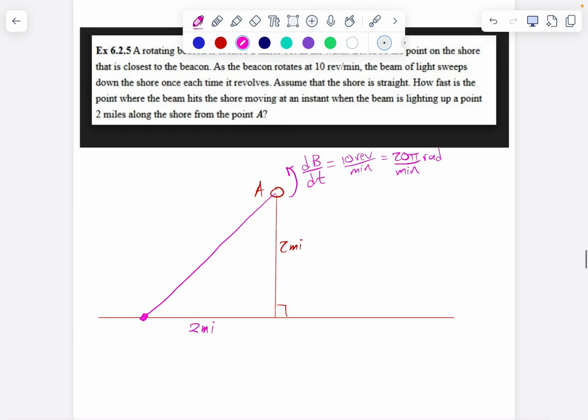All right, well, let's do step 2, which says, how fast is the point where the beam hits the shore moving? I would probably call this the x direction and the y direction. So what are we trying to find? What is our goal?